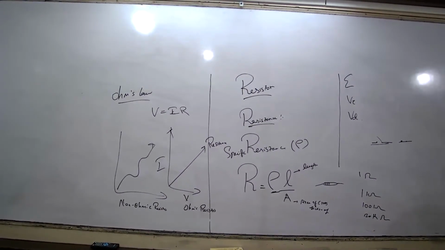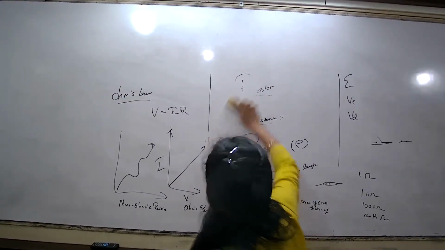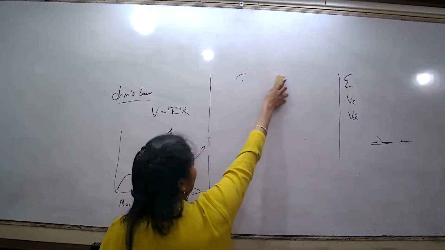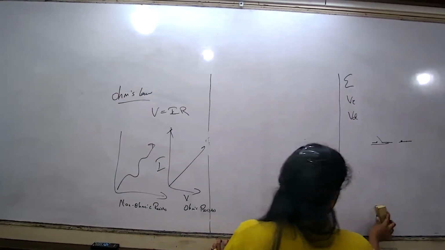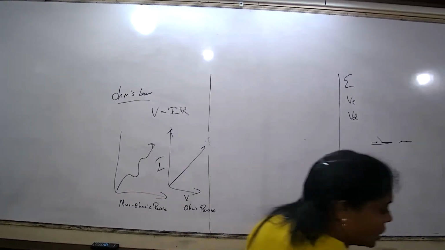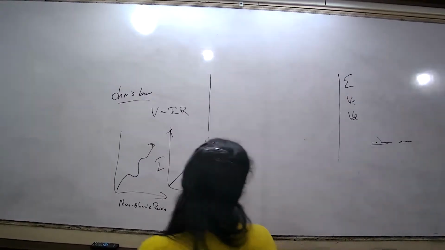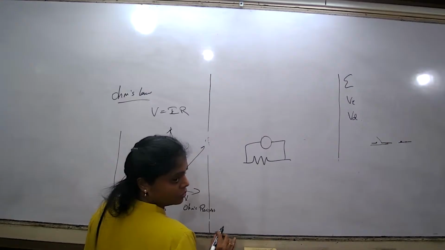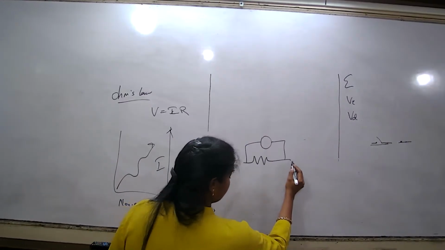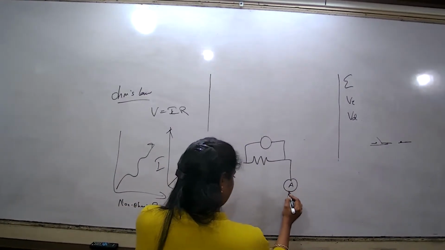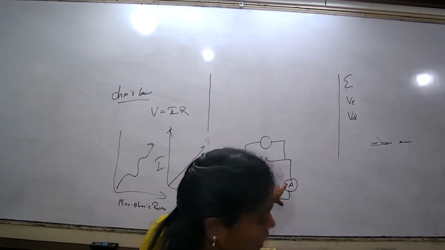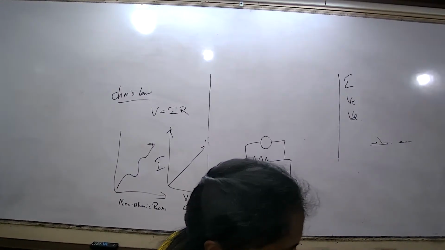You understand the difference? Now we are going to see about the resistor. Whenever you draw a circuit, you have to draw the voltmeter parallel to the resistor. Always, when you are drawing any resistor, the voltmeter should be connected in parallel. Then in series we should connect the ammeter. What is an ammeter? A device measuring the amount of current.